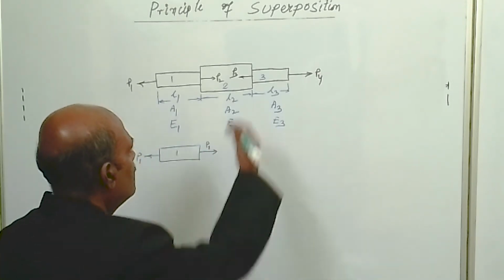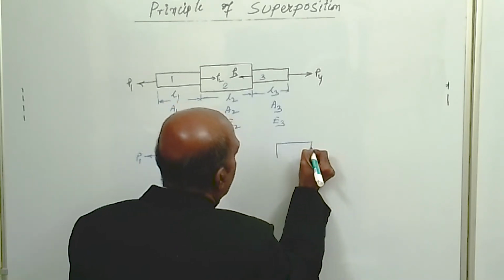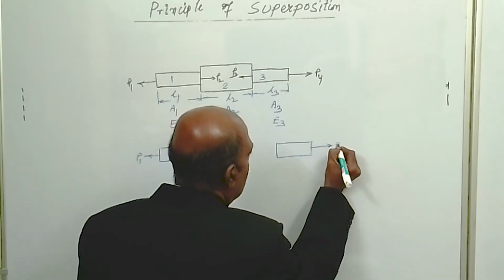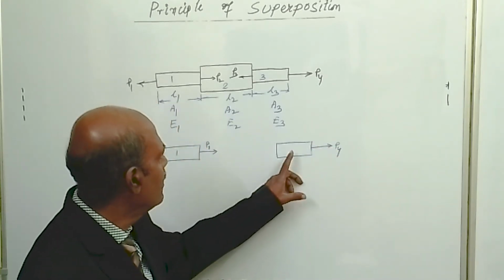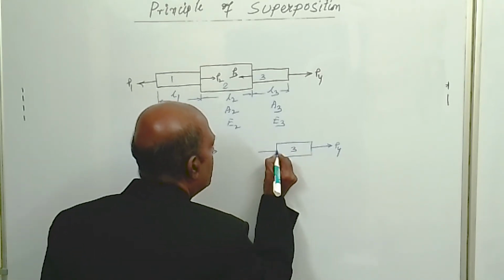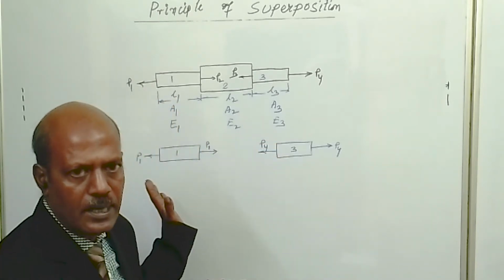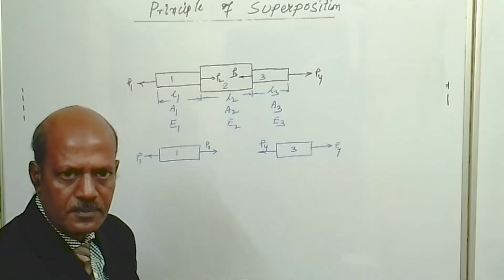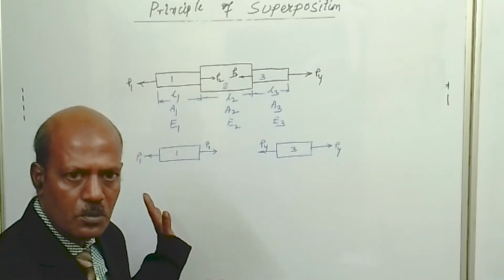Now we will see section 3. If we see section 3, P4 load is acting outward. Since this is a tensile load acting in segment 3, then on this side the load also will be P4. So it is confirmed that segment 1 is under tensile load and the magnitude of load is P1. Segment 3 is under load P4, which is also tensile load.